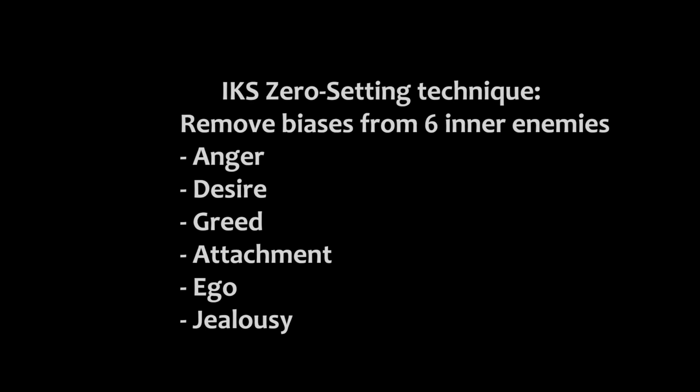How is the zero error in sense perception corrected in Indian knowledge systems? First, the 6 causes of errors are identified. The project is carried out in the mind. How? The mind is first set to 0 to remove biases resulting from anger, desire, greed, attachment, ego. This begins Project Zero before sense perception is used.